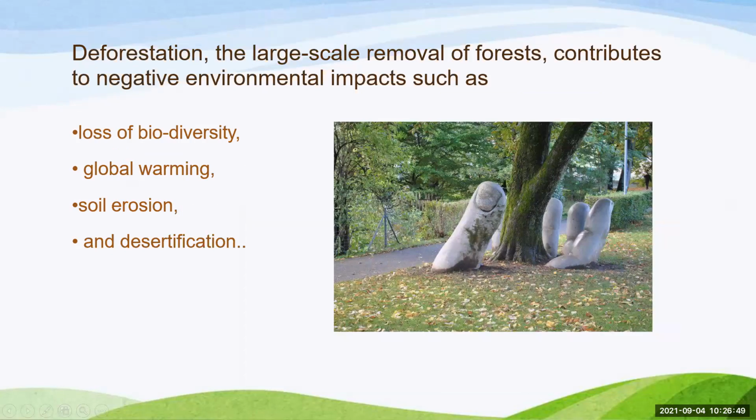Now you see in the image this type of deforestation, large scale removal of forests, contributes to negative environmental impact. As you see in the image, one hand cuts the tree, then which type of impact on your ecosystem and environment? This is the loss of biodiversity, global warming, soil erosion, and desertification.